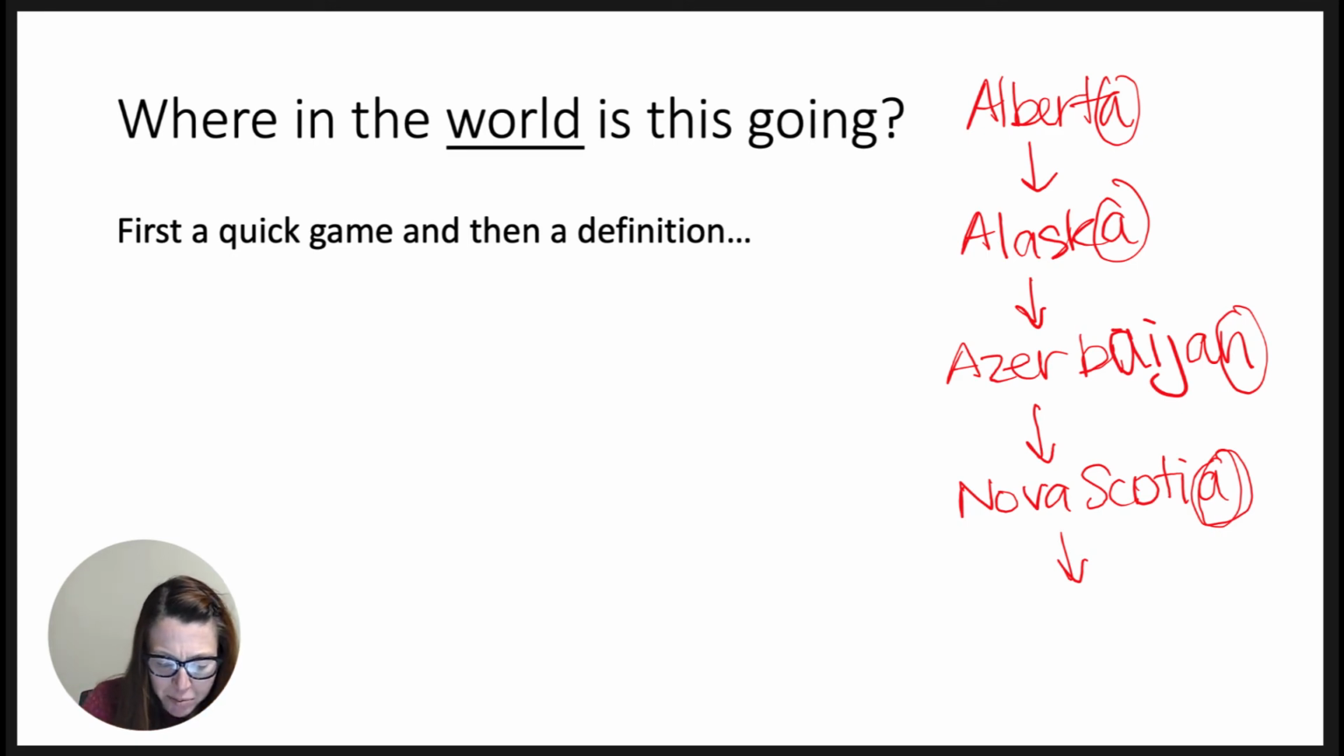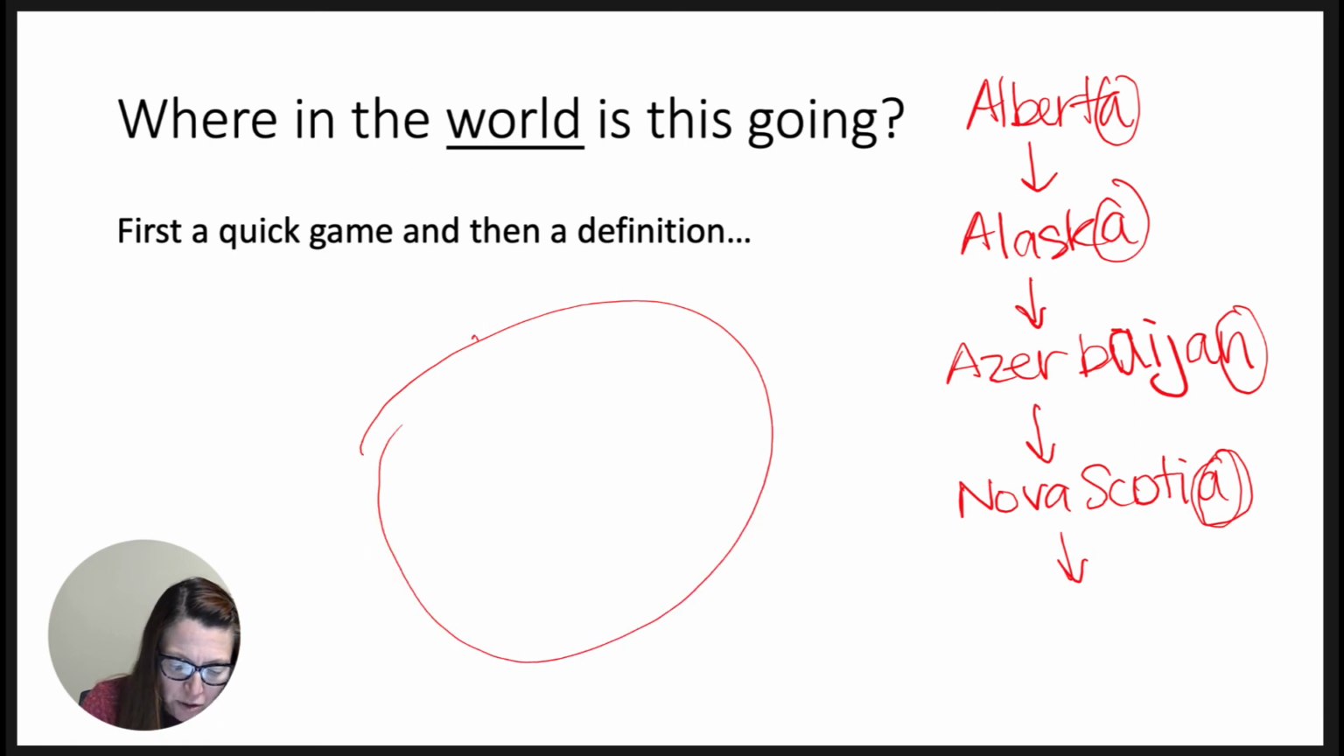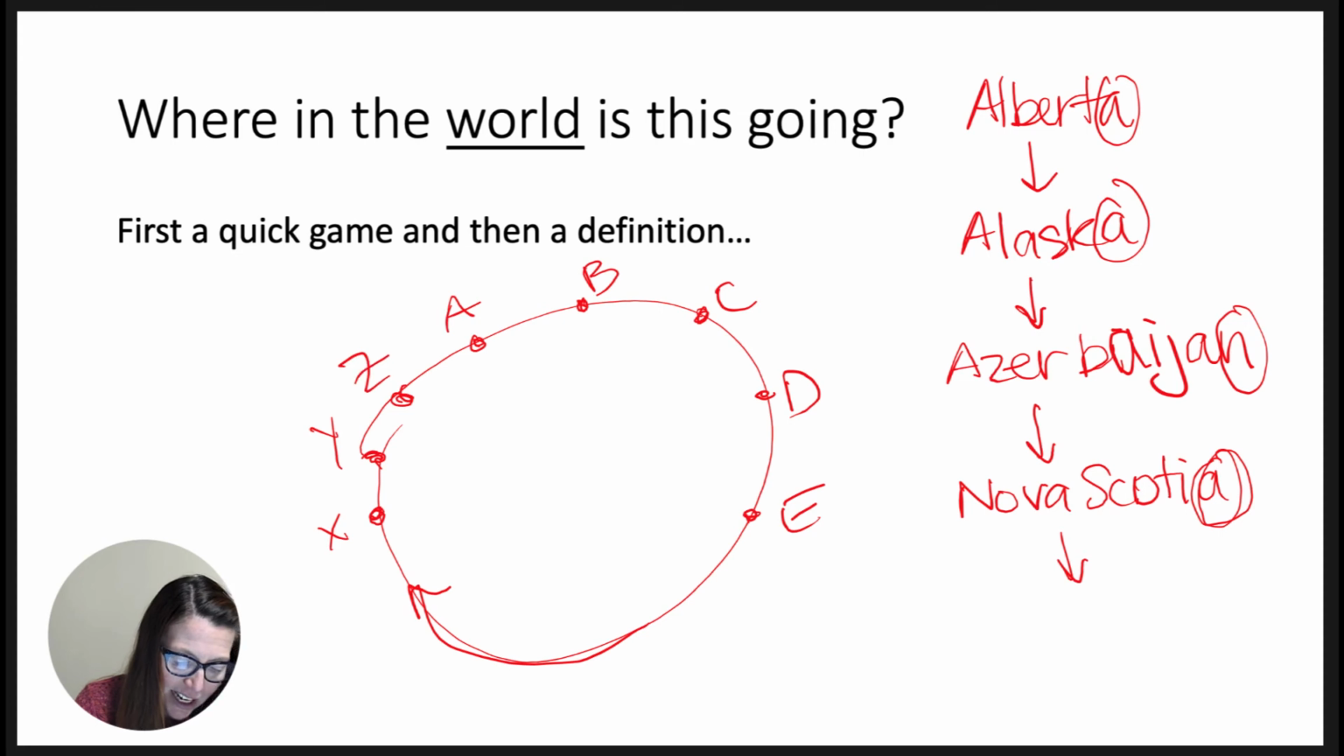And the reason I bring up this game is what we see is, no matter what we do, we're going to end up playing on the same circle of the alphabet: A, B, C, D, E, all the way around until we get to X, Y, Z, and then it returns to A. But I'm always going to stay on this circle, right? I'm going to start with an A for Alberta. I'm going to come around and end back at that A.